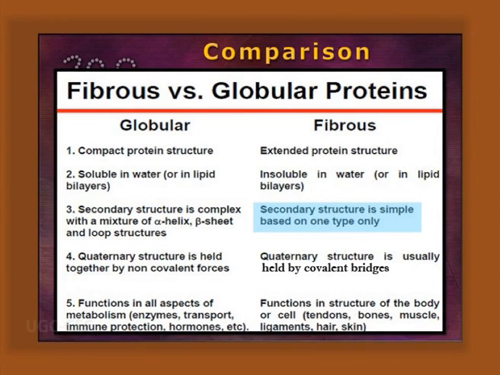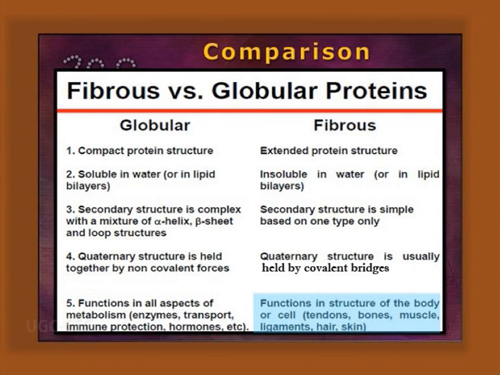But in the case of fibrous protein, only one secondary structure is present. Quaternary structures are held by the covalent forces, but the fibrous proteins are held by the covalent bridges. Globular proteins can be engaged in several cellular metabolic functions as enzymes, transport through membrane, metabolic regulation, as well as messengers through the membrane.